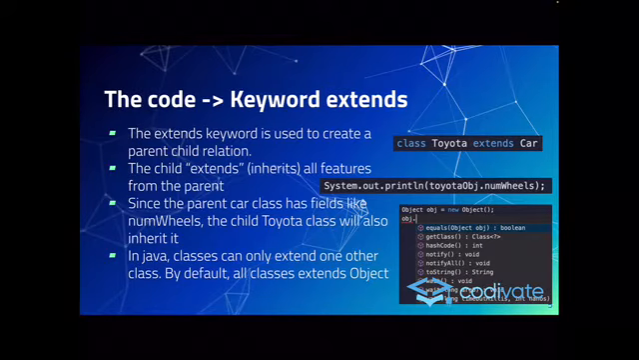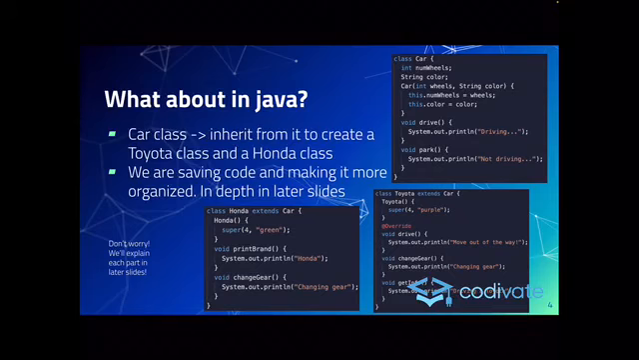The extends keyword is specifically used to create a parent-child relation, like we talked about before with inheritance. So a child extends the features from the parent, or equivalently inherits all the features from its parent. Since the car class has fields like the number of wheels and the color of the car, the Toyota class will also inherit them, and the Honda class. As you can see, this car class has the number of wheels and the color.